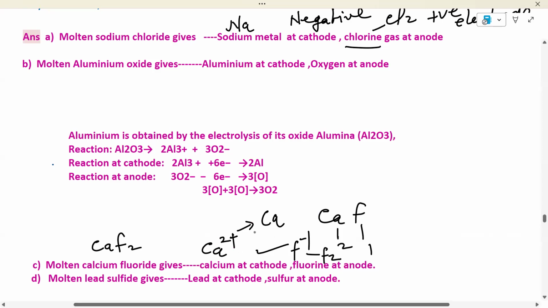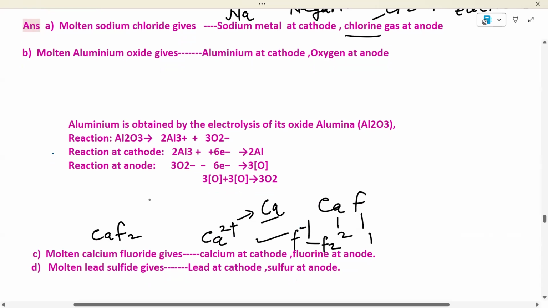Always remember how to write it. The Ca2+ cation will become calcium metal and the fluoride ion will become fluorine gas. So it would be diatomic at the anode.